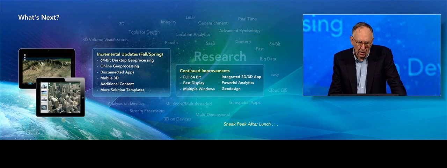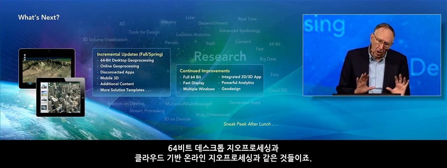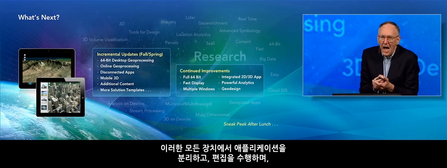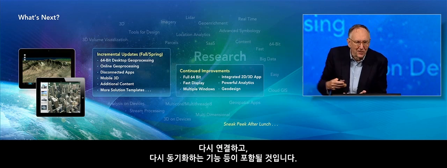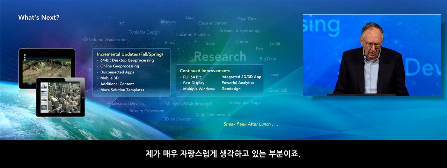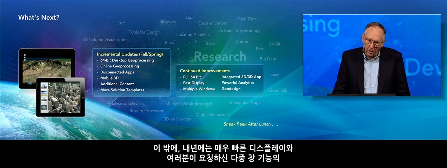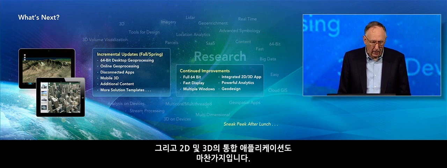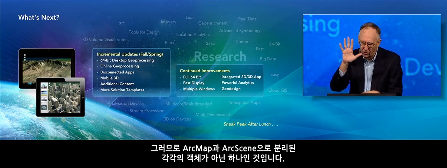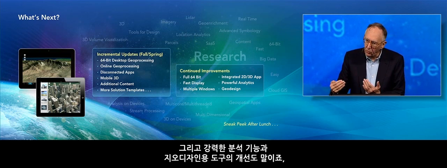What's next, actually? Well, more innovation. This fall and next spring, you're going to see the release in service packs of some really interesting tools like 64-bit desktop geoprocessing and online geoprocessing in the cloud, the ability to disconnect an app, do some editing, and reconnect and have things resynchronize on all these devices, more content, the whole Digital Globe partnership that I'm very proud of will be streaming in more content, and there'll be more templates. Beyond that, next year, there'll be a full 64-bit desktop released with very fast display and multiple windows, something you've asked for, and an integrated 2D and 3D app, so it's not just ArcMap and ArcScene, they'll be together. And powerful analytics and advancements in tools for geodesign.